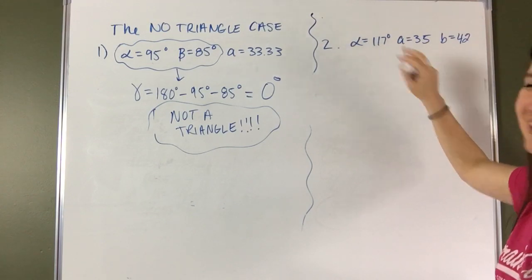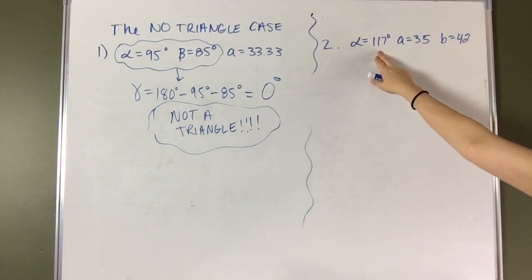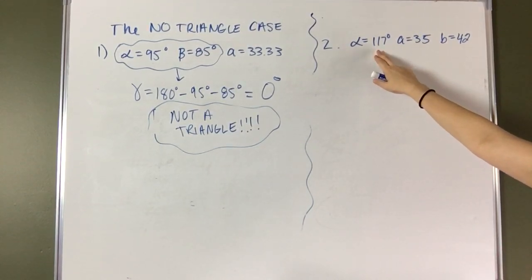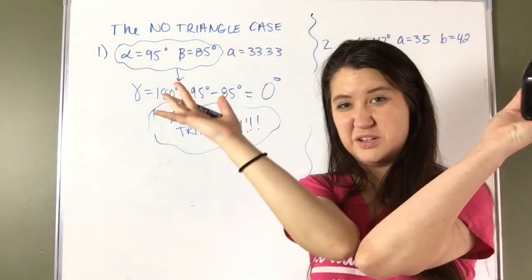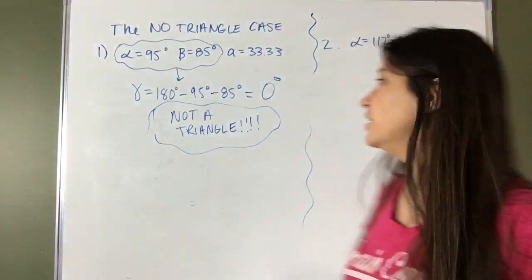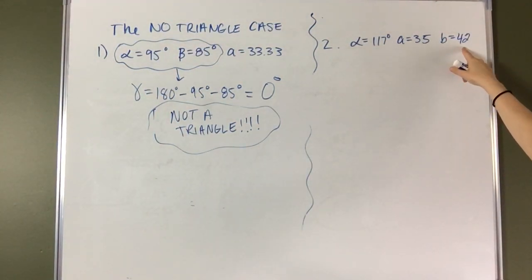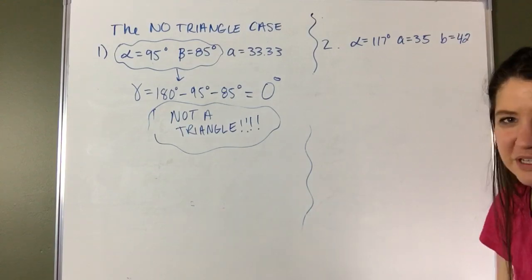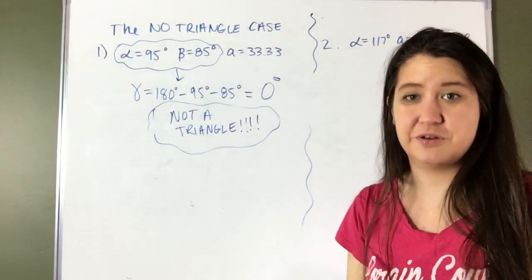Isn't it true that that's got to be the biggest angle in the triangle? And if that's the biggest angle, shouldn't it open up to the longest side? But it's saying that 35 is not the longest side, that B is the longest side. That would mean beta would have to be the biggest angle, and that doesn't make any sense. So for that reason, it's not a triangle.